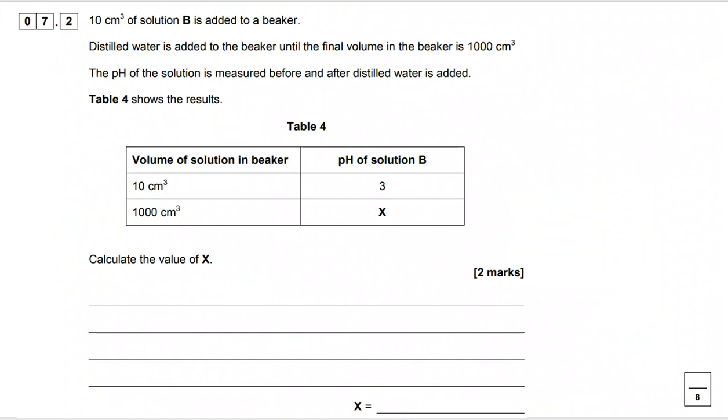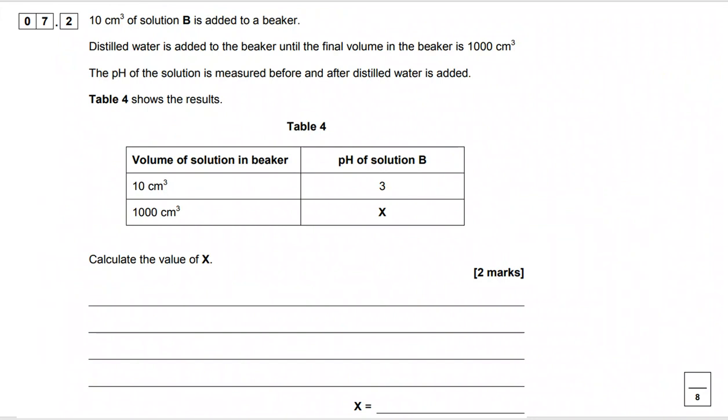On to 7.2. 10 cm cubed of solution B is added to a beaker. Distilled water is added to the beaker until the final volume is 1000 cm cubed. The pH of the solution is measured before and after distilled water is added. Table 4 shows the results. Calculate the value of X.